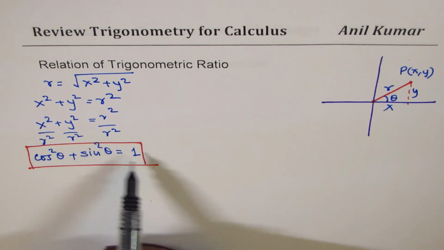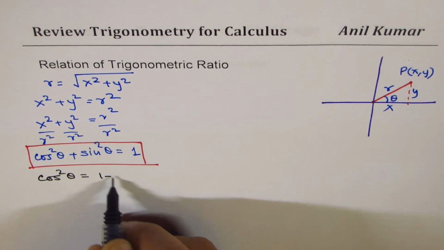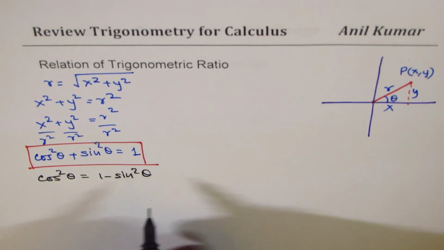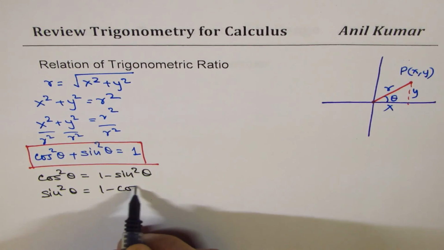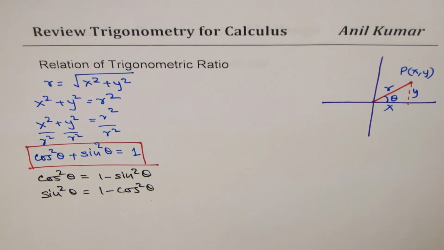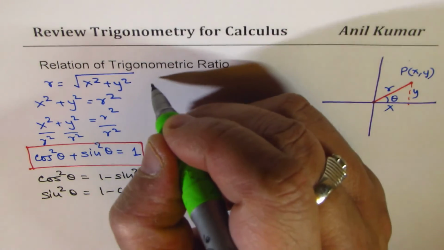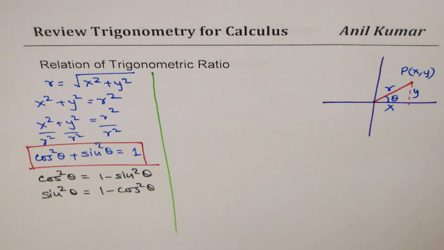You can always rearrange this and write it as cos square theta is 1 minus sine square theta, or even sine square theta equals 1 minus cos square theta. So all these are different ways of writing the same expression, which is cos square theta plus sine square theta is 1. Or sometimes we even replace 1 with cos square theta plus sine square theta, right?